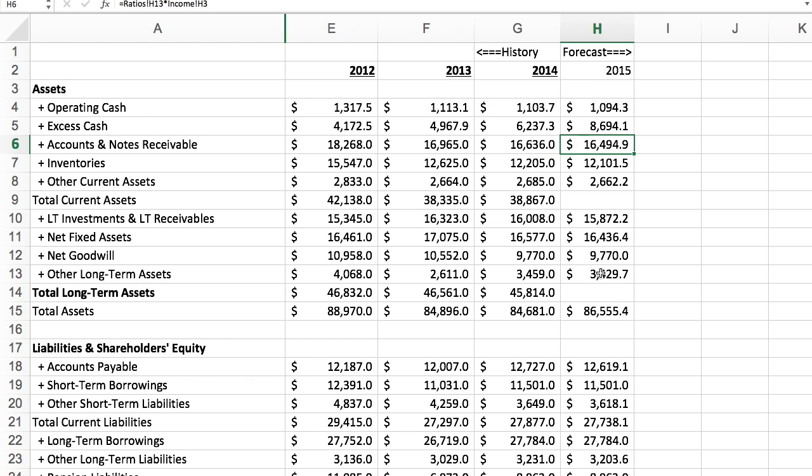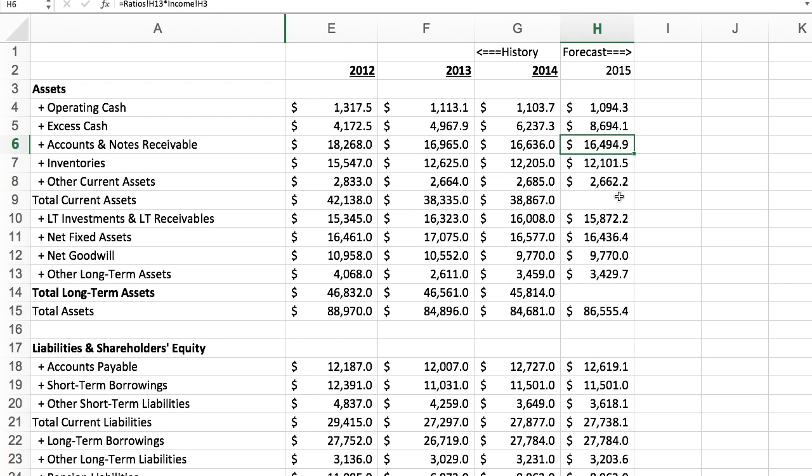If I did it right and I hit enter, not only will I get 8694.1, but more importantly, Excel will not give me a circular reference. So if I do this and it says circular reference, then I made a mistake. But now what we've done is we've actually created a balance sheet forecast that does not have a circular reference and solve for excess cash.